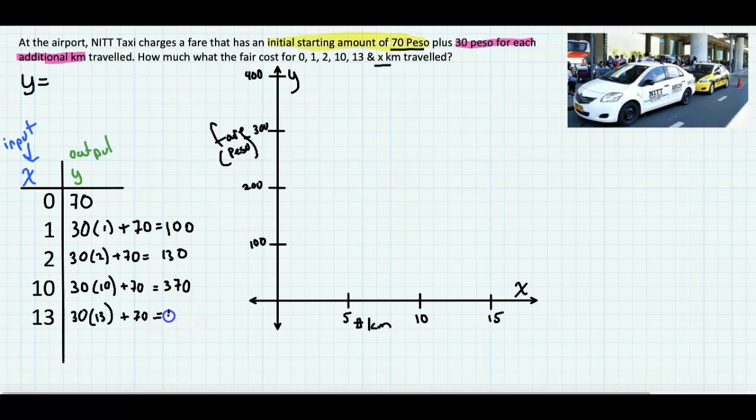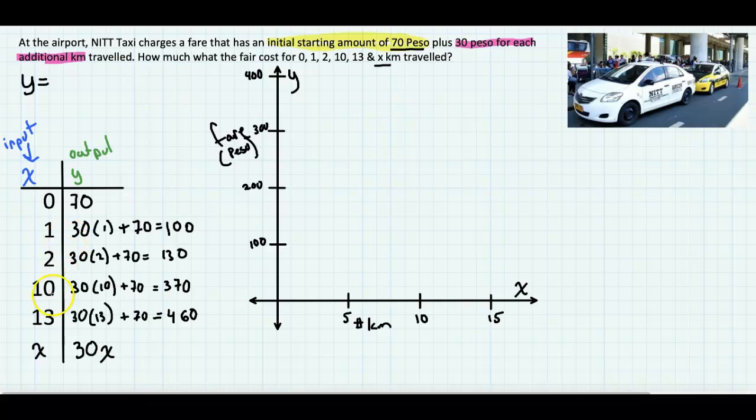Okay, 460. That won't even fit on our graph. Forget about that. So what is it for X amount? Well, we're multiplying the rate, or the slope, which is 30, times the number of kilometers. So if the number of kilometers is X, we would have to multiply it by X.